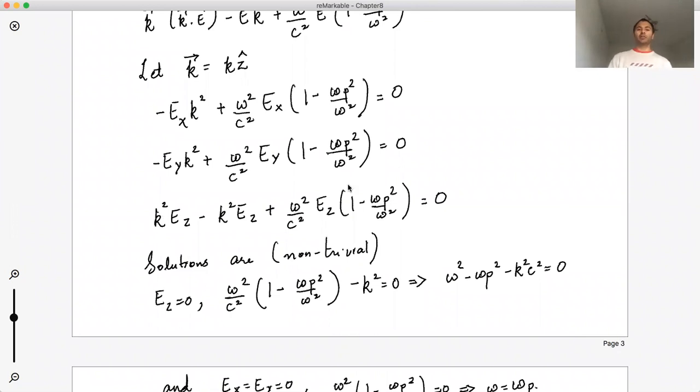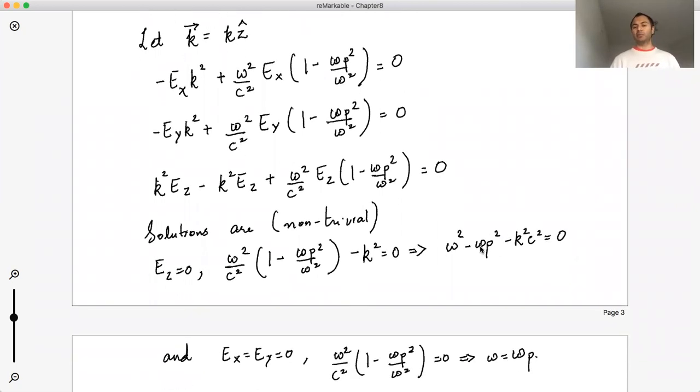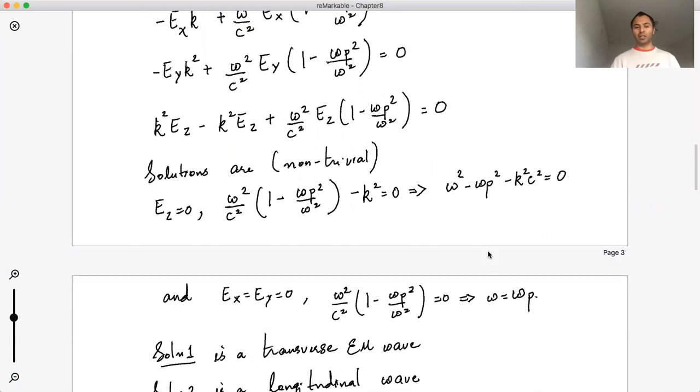Okay, so the first solution has Ez, which is 0, and then Ex and Ey, which are transverse to the wave vector. So it's a transverse electromagnetic field. So this is the plasma component of the free space electromagnetic wave, which you solved for. The only difference in the dispersion is this omega p square term. So there is a difference in the dispersion relationship because of that term.